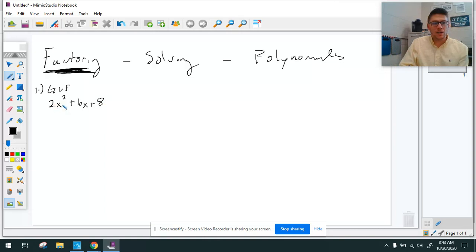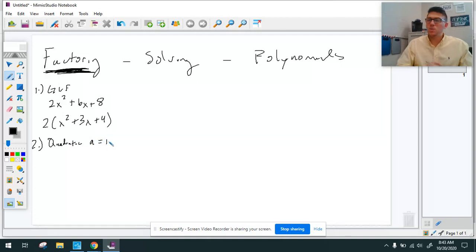So if I were to take a look at the 2, the 6, and the 8, I know that 2 goes into or is a factor of each of these. So I could take out the 2. I could undo the distribution. And we're left with that. And then we look to see, after we've done GCF, could we factor potentially a quadratic where the a value is 1? Well, when the a value is 1, it is the easiest form of factoring for quadratics.